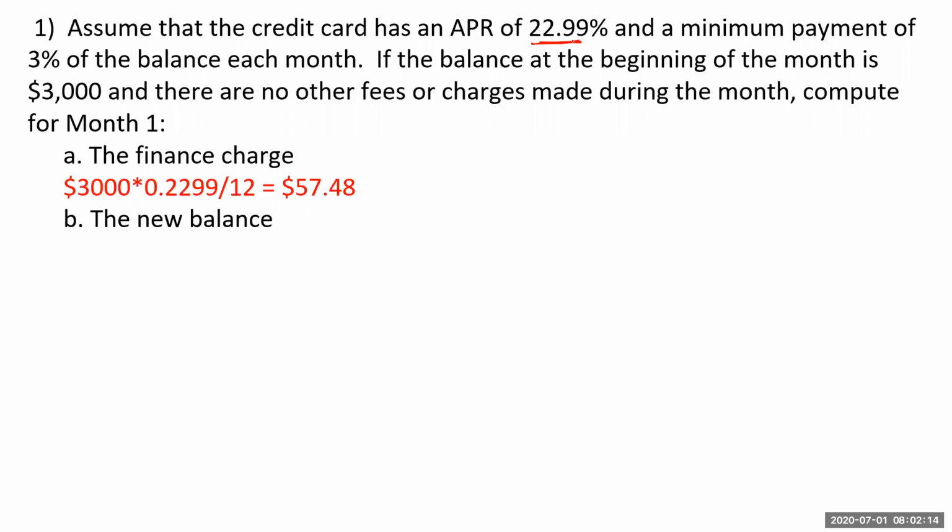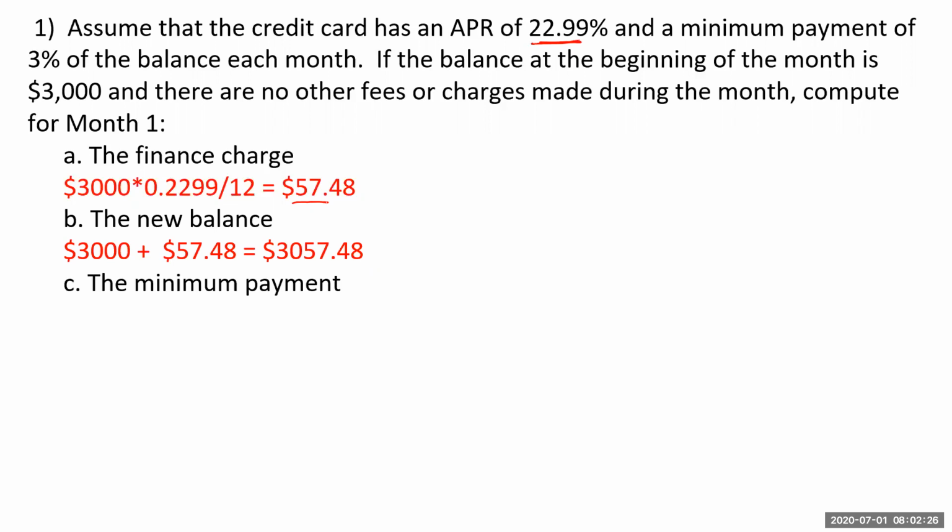Now the new balance. For the new balance, you have to add this finance charge to the carryover balance. Is that okay? Now the minimum. This will be your new balance, but for the minimum you can pay, you have to take 3% of that. That's the minimum you can pay. So if you have this balance, that's the minimum you have to pay for the month. If you cannot pay all the money in full, this is the minimum payment.